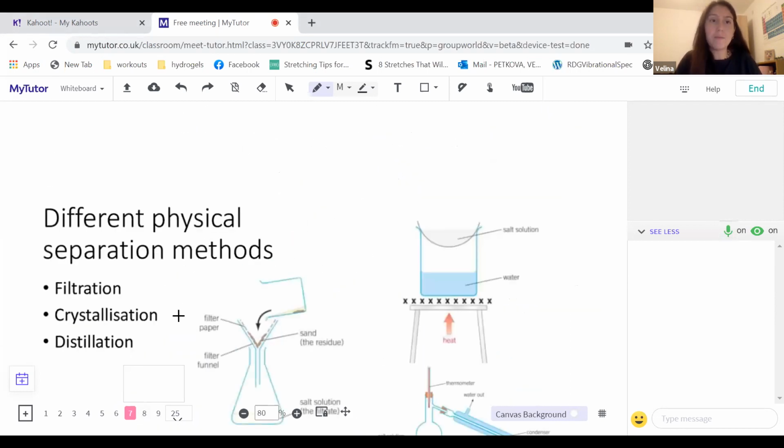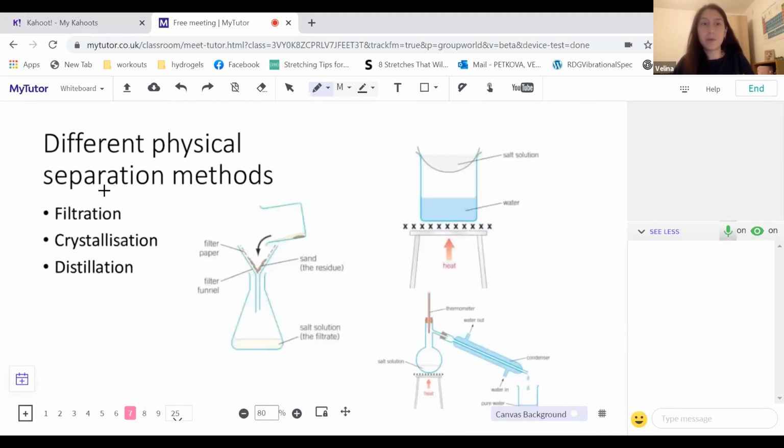Next page. Can we remember the different physical separation methods? We've got our filtration, our crystallization, our distillation. So we put A, B, C. Which one's the filtration then? Yeah, brilliant. Which one's distillation? Yeah, great. And crystallization is B. Brilliant. Well done, everyone. So how does filtration work, and when do we use filtration?